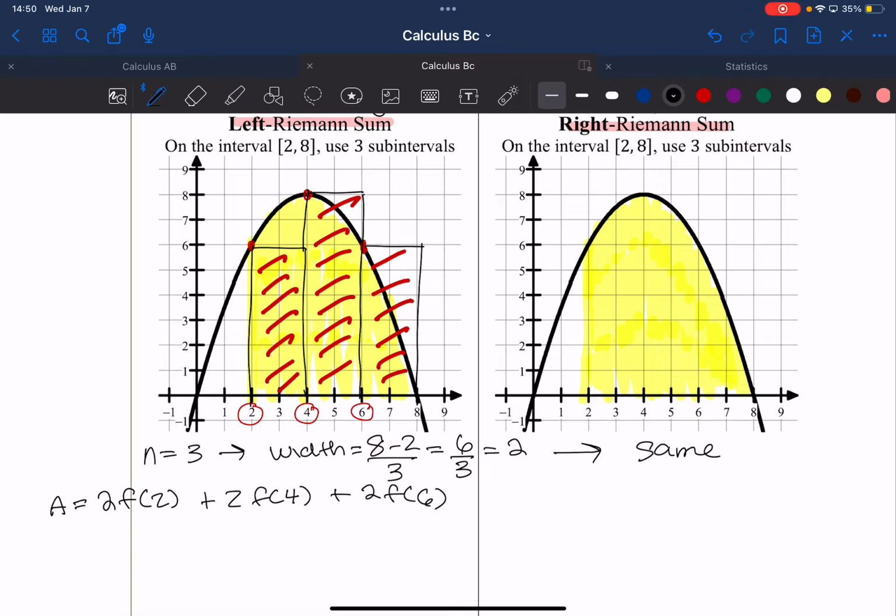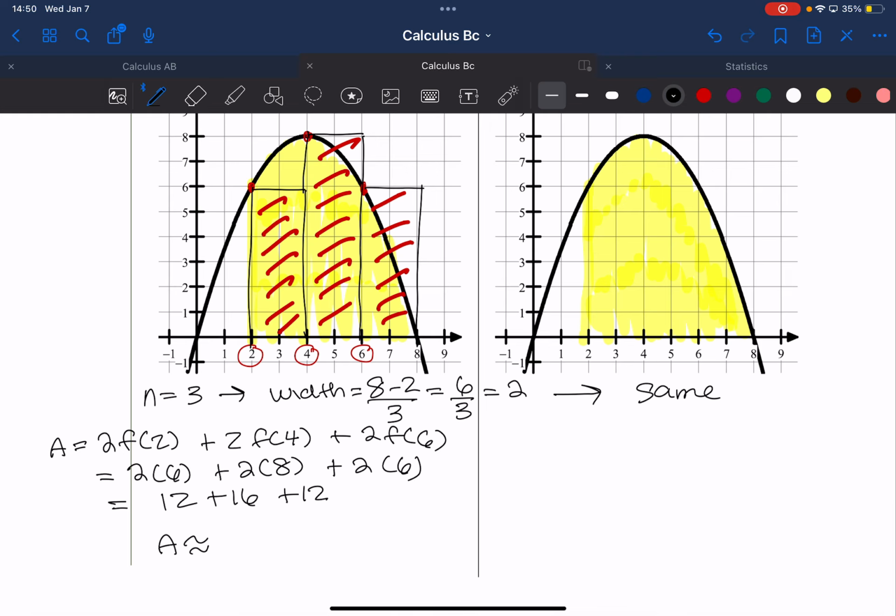When we do this, we get 2 times 6, that's f of 2, plus 2 times 8, plus 2 times 6, which is 12, plus 16, plus 12, which means that our area is approximately 40 units squared. And again, we're making the assumption, based off just our diagram, that because we're going past the graph, this is going to be too big.